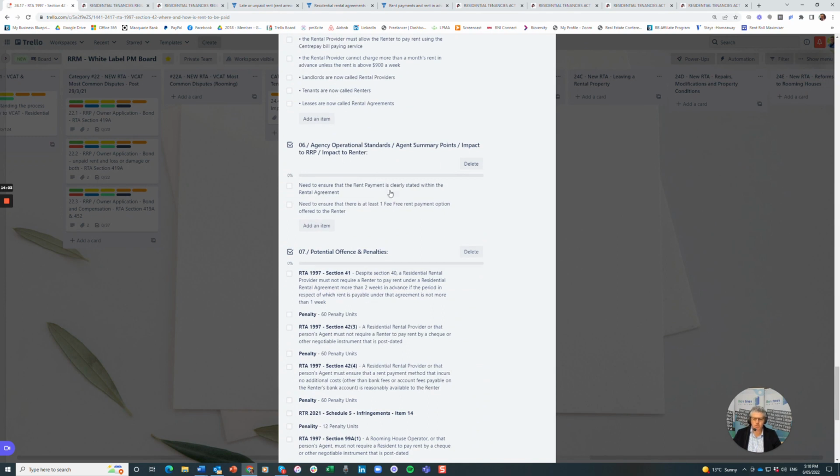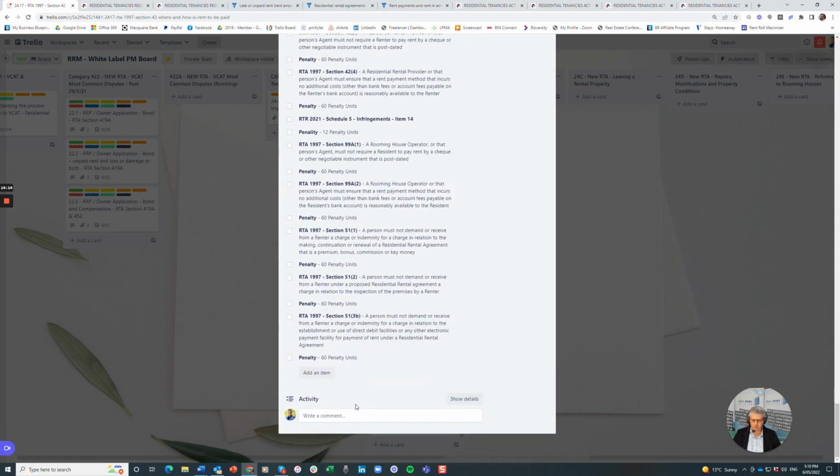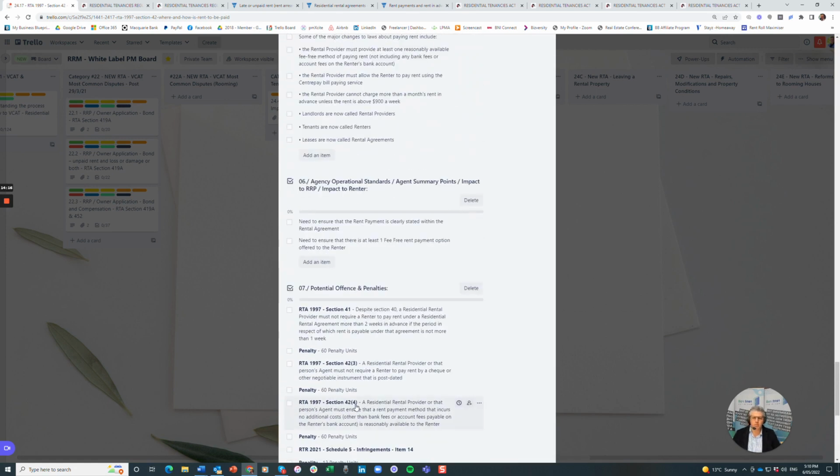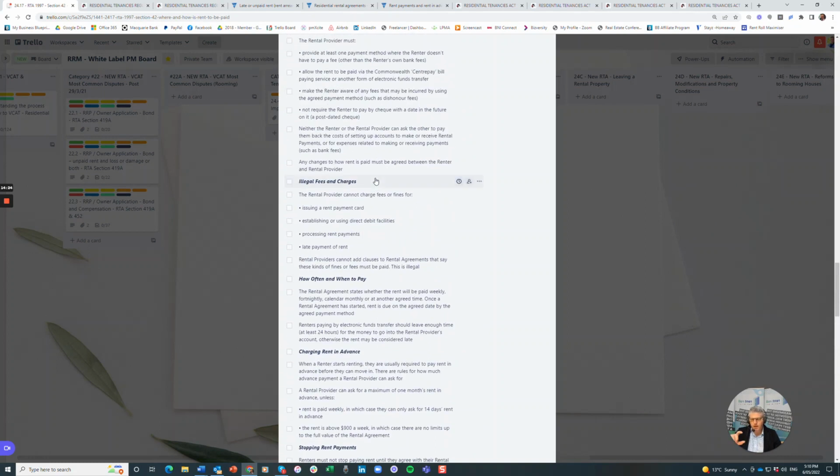Operational standards need to make sure that the rent is clearly stated in the rental agreement, and there's at least one rent-free option, and all of the penalties are inside there. So hopefully that gives you a really good understanding of what needs to be inside the rental agreement. And if we go to the residential tenancies regulations, in the rental agreement there is a section which says how and when the rent is to be paid, and that's what we're trying to cover, section 42 of the Residential Tenancies Act.